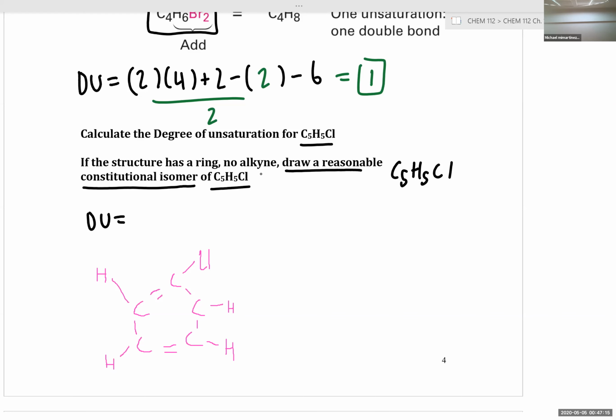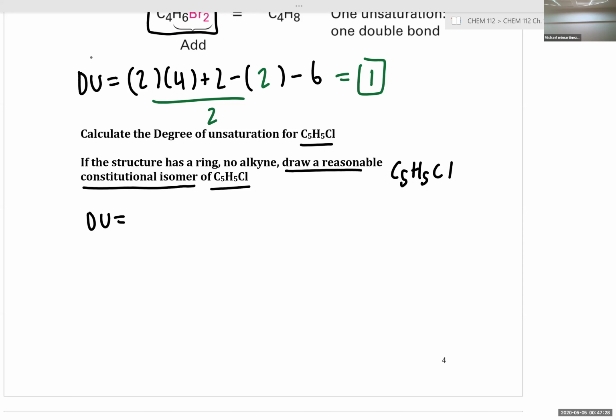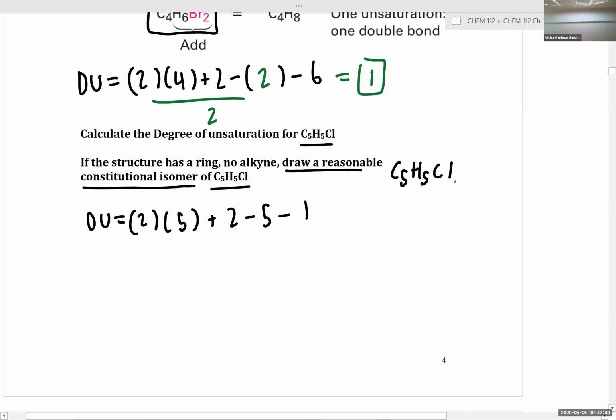So let's now discuss. Thank you for clearing. Perfect. These responses were perfect so far, and I see someone wrote an IUPAC name for one of their structures, so we'll entertain that option as well. So we have 2 times 5, 5 carbons, plus 2, minus 5 for our hydrogens, minus 1 for our halogen, over 2. So we have 12 minus 6, we have 6 over 2, a DU value of 3.